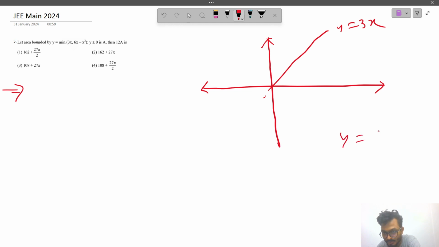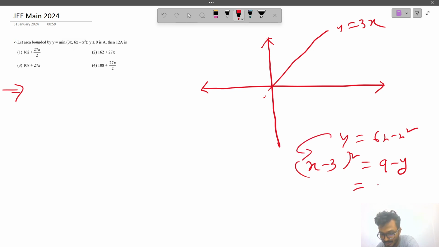So y equals to 6x minus x square. So what can we write? (x minus 3) whole square equals to 9 minus y. We can write these things from here. So this implies minus of (y minus 9). This is a parabola, right? So this parabola is passing through 0, 0 or not? Yes, this is passing through 0, 0, because if we put 0 here it will be passing through 0, 0.